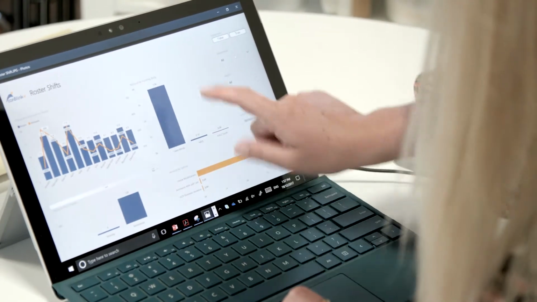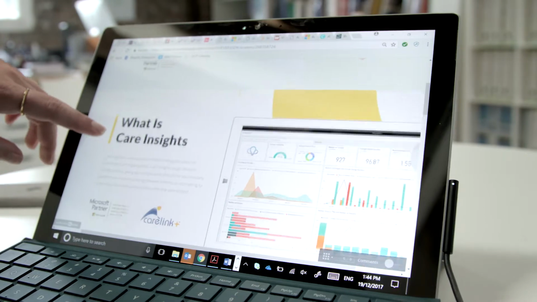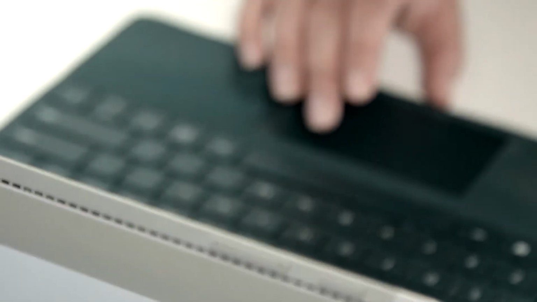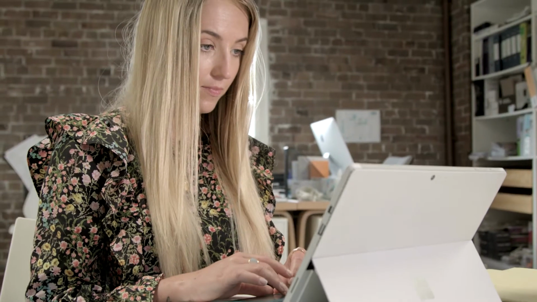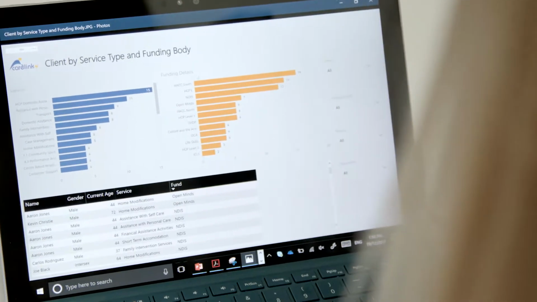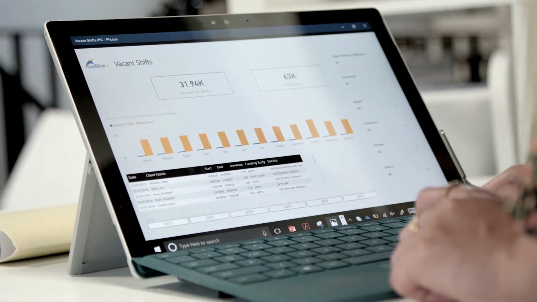The problem that we solve with Care Insights is making data available to organisations to allow them to maximise the services that they provide. What's great about Care Insights is that it really is plug and play. So we've done all of the hard work up front with working with the CMS providers, gathering the data that they need and formatting it in graphs and visualisations that can be used right away.